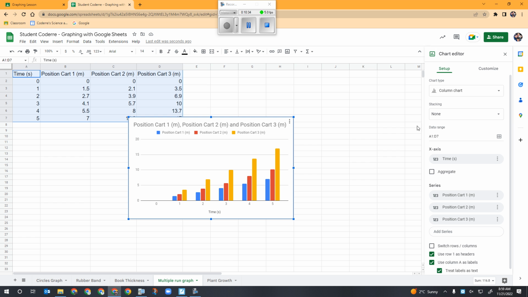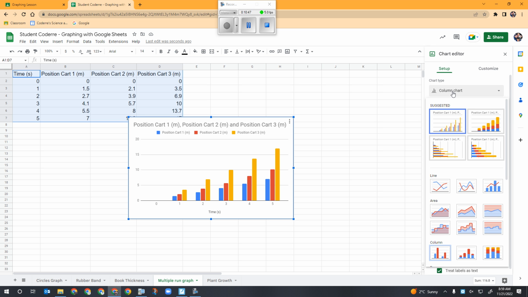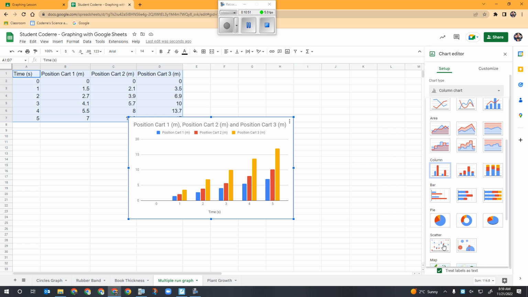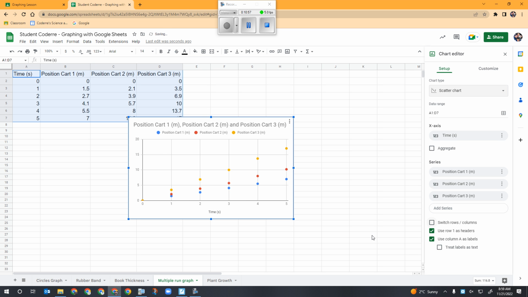If we go over here to chart setup, right here it says column chart. I don't want it to say column chart. I want a scatter plot. So I click on this, and I simply scroll down, and it's a little ways down below pie, right here. Scatter. Just click on that, and it'll rebuild the graph.